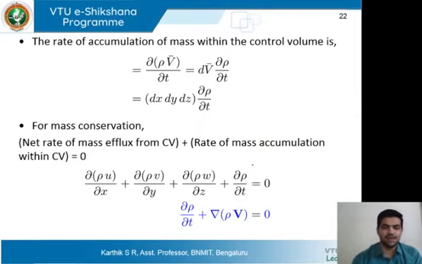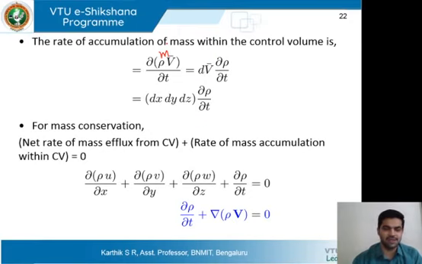So now there will also be some rate of mass which gets accumulated within the control volume, which can be written in very simple terms as rho into volume, which is mass. So this is mass, the change of mass with respect to time, which is nothing but dx dy dz into d rho by dt.